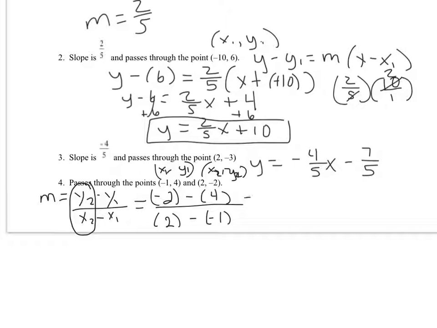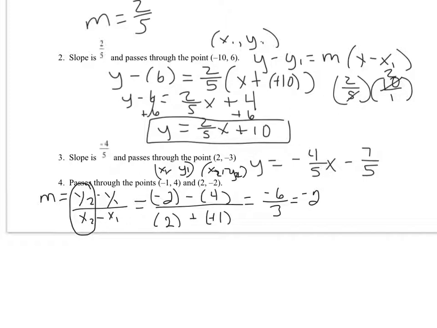Now, if I continue this out, negative 2 minus 4 is a negative 6, over 2 minus negative 1. That minus a negative becomes plus a positive, and 2 plus 1 is a positive 3. That means my slope is a negative 2. Okay? Now that I know the slope, I'm back to where I was on the earlier example, and I'm ready to plug in to point slope form.